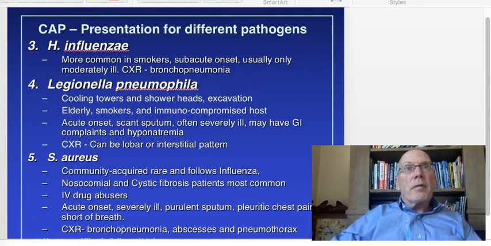Three, Haemophilus influenzae, more common in smokers. It's subacute in onset. Patients are usually only moderately ill, and chest X-ray demonstrates a bronchopneumonia.